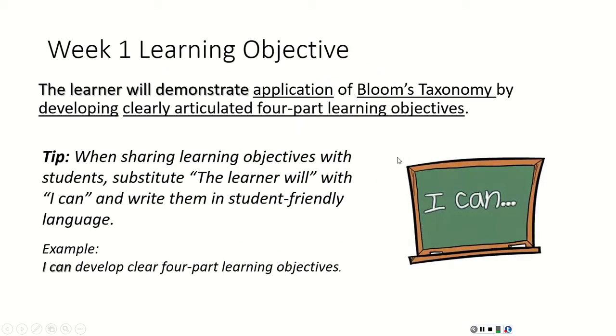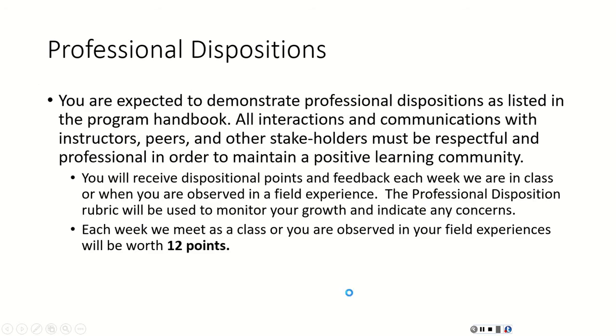So our learning objective for week 1 is that the learner will demonstrate application of Bloom's taxonomy by developing clearly articulated 4-part learning objectives. And more about developing learning objectives in just a little bit, but a tip when sharing your learning objectives with students, you can make them more student-friendly by substituting "the learner will" with "I can" and using student-friendly language. So I would turn this objective into "I can develop a clear 4-part learning objective," which is what you guys are going to be doing this week.